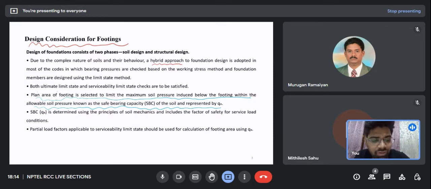In a footing, what does designing a footing mean? That means, firstly, we should have a cross section of footing, that is L and B. Secondly, we should have some depth of this footing, that is D. And thirdly, we should have some reinforcement in this footing. So these three criteria would entirely design the footing.